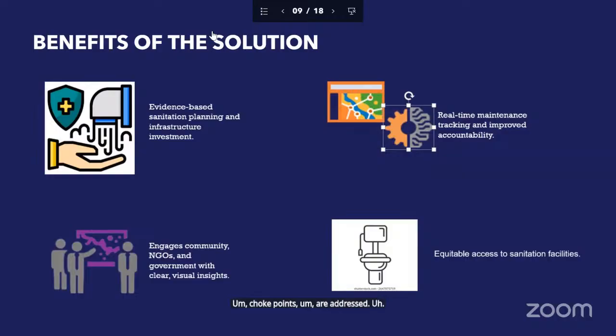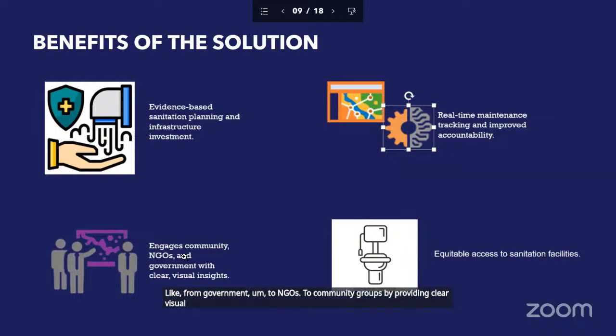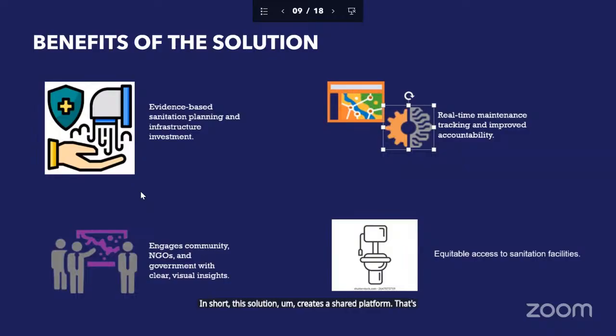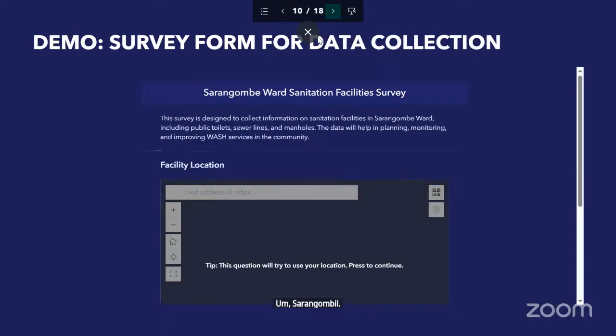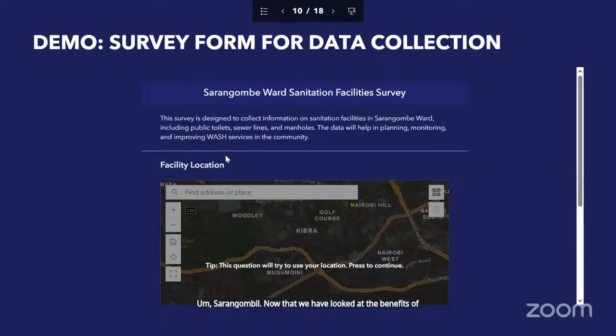Third, it involves everyone, from government to NGOs to community groups, by providing clear visual insights that are easy to understand and work on. Lastly, it promotes equitable access to sanitation facilities, ensuring resources go to the areas where they are needed the most. In short, this solution creates a shared platform that encourages better planning, faster responses, and fairer service delivery for the people of Sarangombe. Now that we have looked at the benefits this solution brings to different stakeholders, I will take you through the demos.